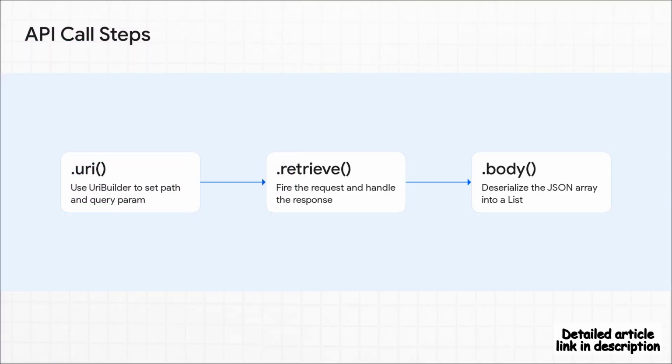Let's break down that getPostsByUser method line by line, because this flow is super crucial. We return restClient.get. Then step 1, we use .uri with a UriBuilder lambda. So we write uriBuilder arrow uriBuilder.path("/posts").queryParam("userId").build. That safely tacks on our user ID. Step 2 calls .retrieve to actually fire the request off. And finally, step 3 uses .body passing in postListType to deserialize the response right into a list.